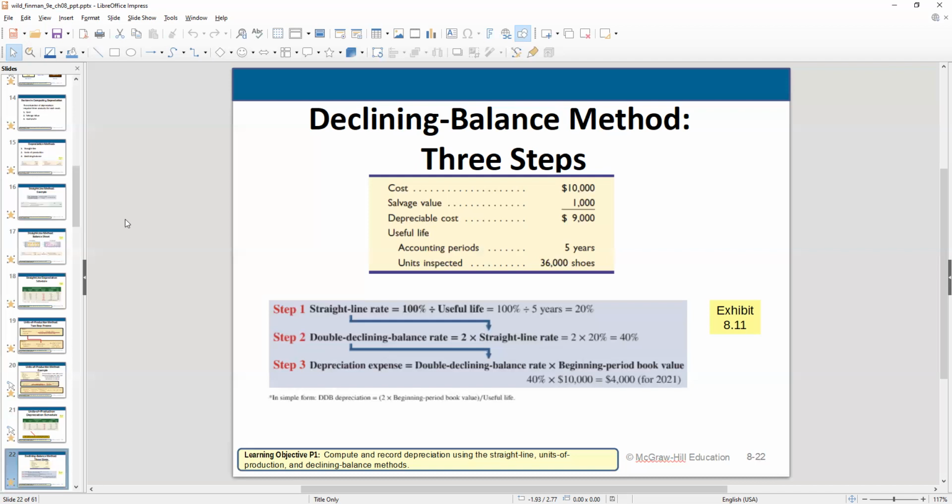Step 3, to calculate what the depreciation expense is, we're going to ignore, be careful with this, we're going to ignore salvage cost until the very last year. So we're going to start depreciating the full amount of the acquisition cost at $10,000. And so as you can see, to calculate first year depreciation, 40% times $10,000 equals $4,000, and that's going to be our depreciation for year 1, 2021. Okay.